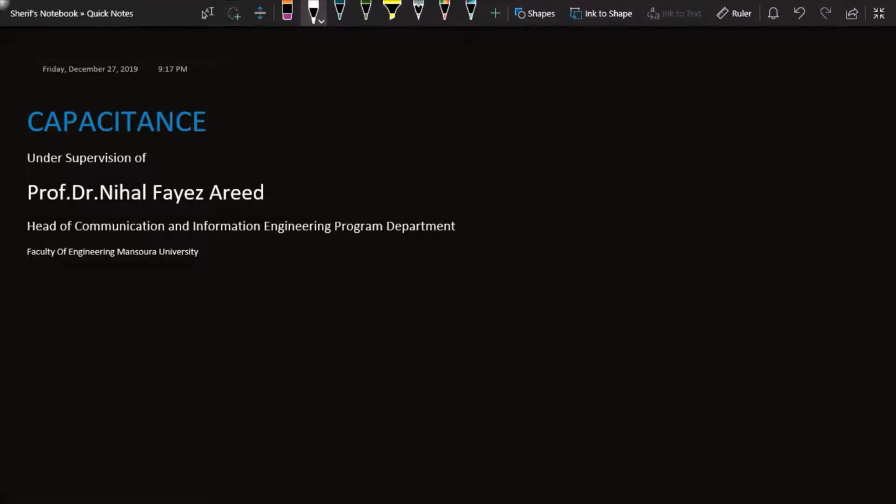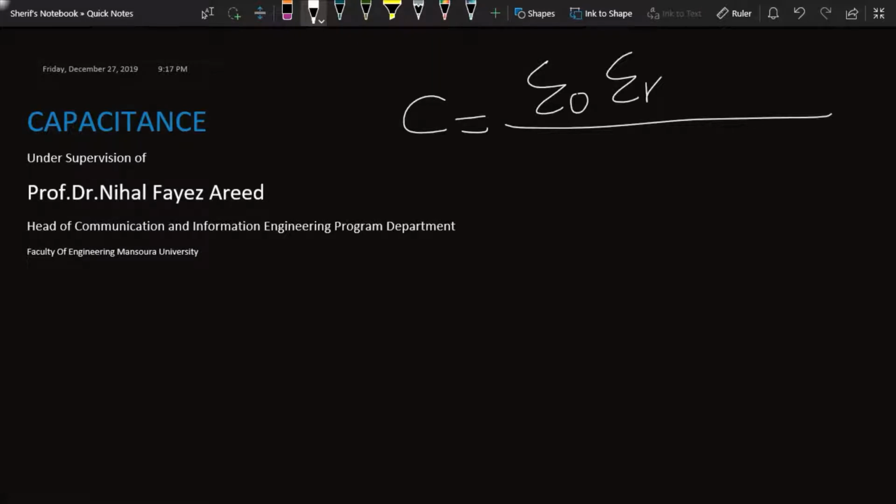The capacitance could be calculated by multiplying the permittivity of air times the permittivity of the medium, or the dielectric constant, times the area of the plates divided by the distance between the two plates. As you can see from the formula, the capacitance is directly proportional to the area and inversely proportional to the distance between the two plates.